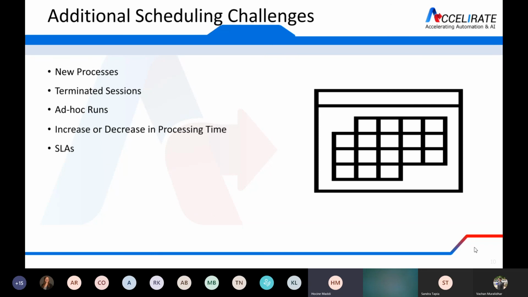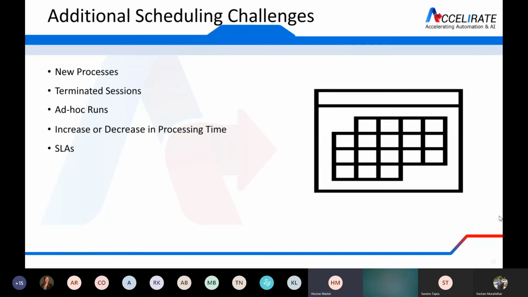The second one is terminated sessions, and that would be when you have an automation that was running and then it terminated, especially if it runs overnight. You come in the morning as a person within the ops team, you see an automation that terminated, obviously you'll try to investigate the issue, and by the time you fix it, the process has missed its schedule, so you can't fit it back to its original schedule. So you would have to find a new block of time in order to run the process.